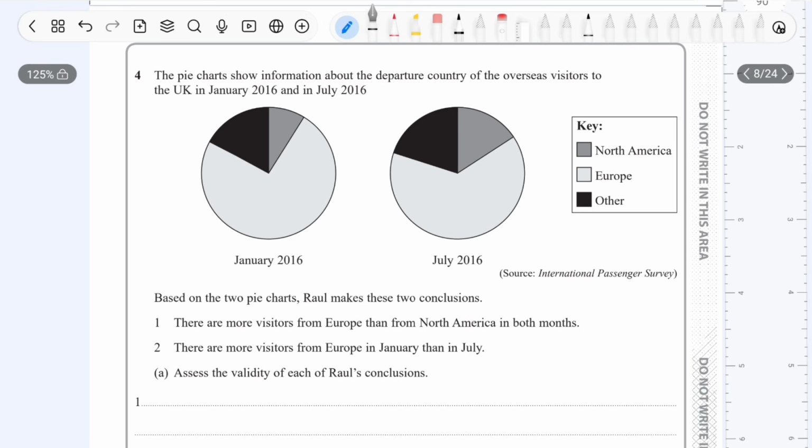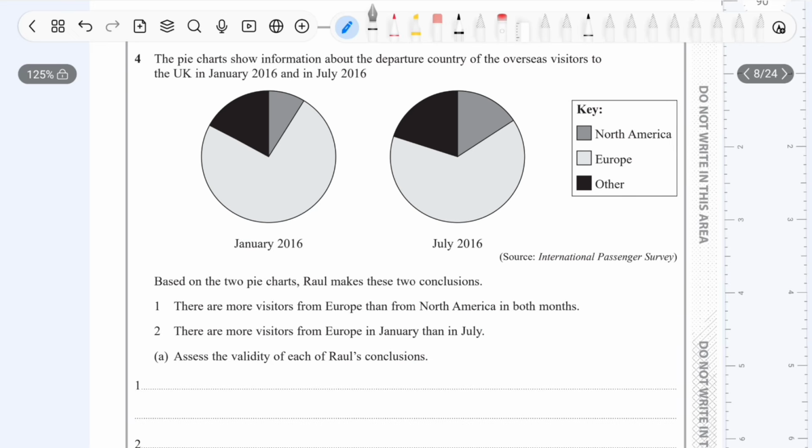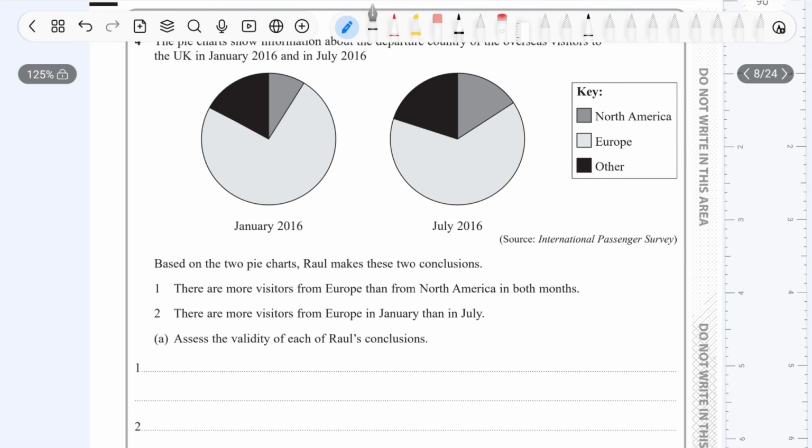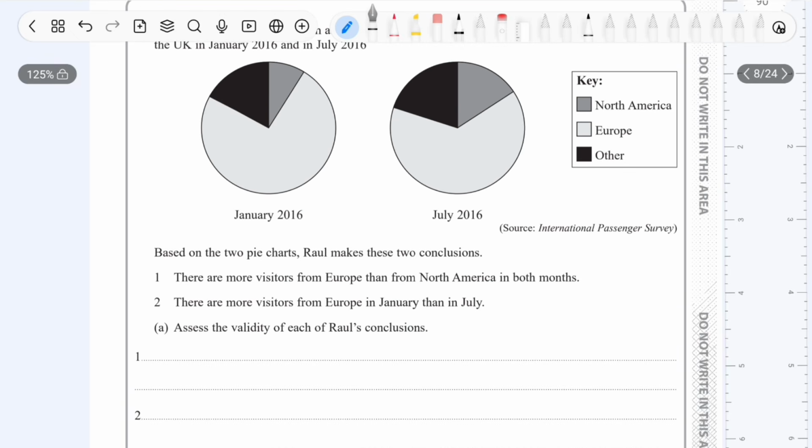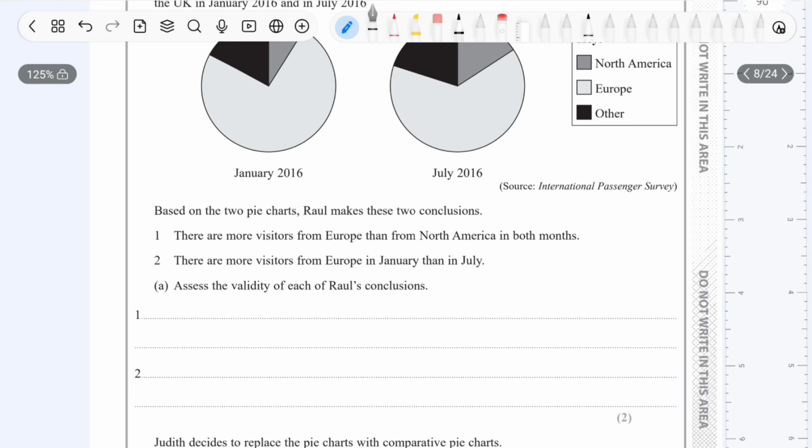Question 4. The pie charts show information about the departure country of the overseas visitors to the UK in January and July of 2016. Based on the 2 pie charts, Royal makes these 2 conclusions: that there are more visitors from Europe than from North America in both months, and that there are more visitors from Europe in January than in July. Assess the validity of each of his conclusions.